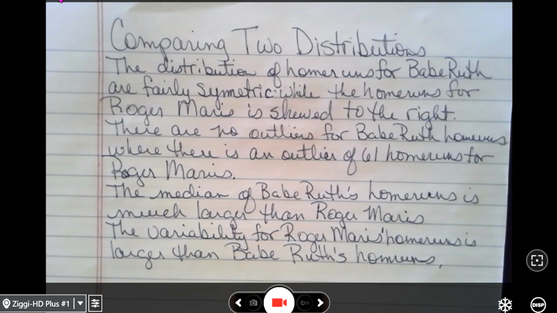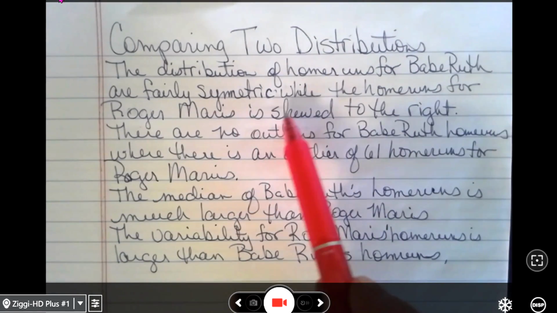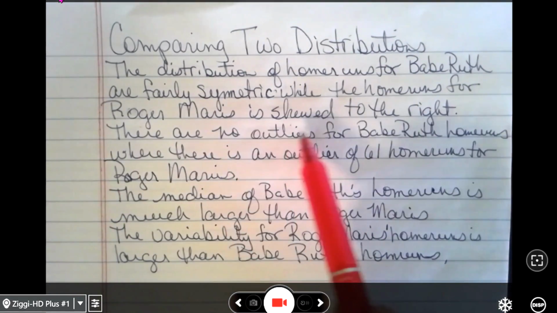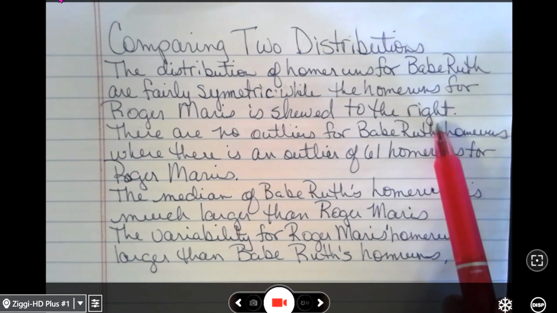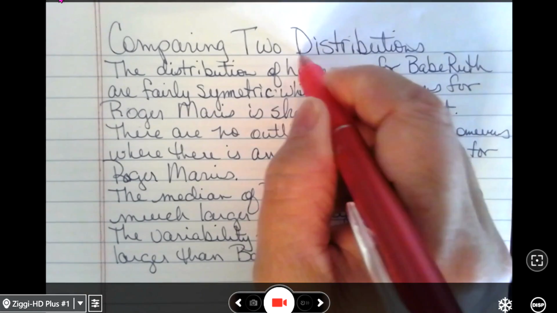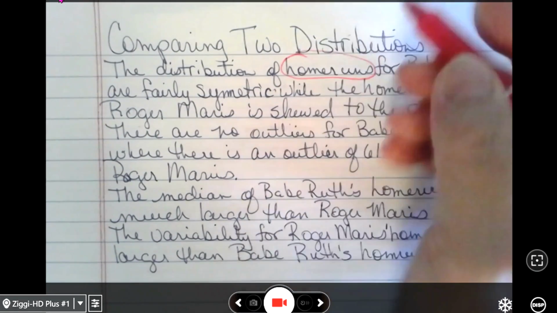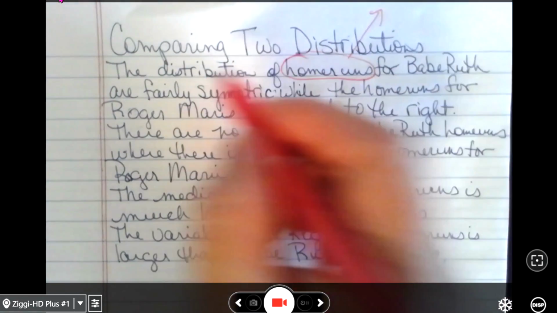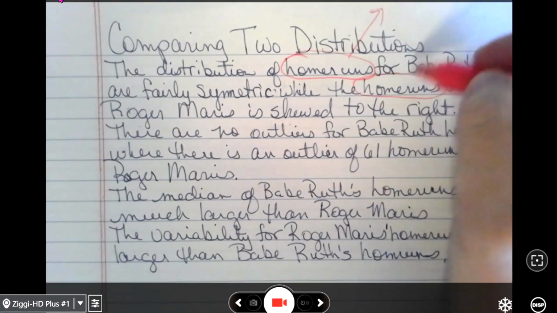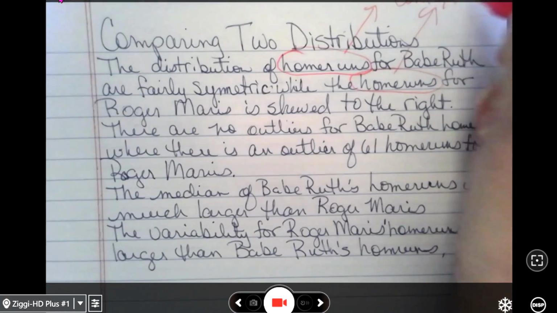So let's see how we did. The distribution of home runs for Babe Ruth are fairly symmetrical, while the home runs for Roger Maris is skewed to the right. So, did I do context? Yes. And I think I put home runs as one word. I don't know. And kind of left the U out there. So there's your context, right, for both of them. And there's your context. So we have context. We know what this data is representing. The home runs for 2 different people.